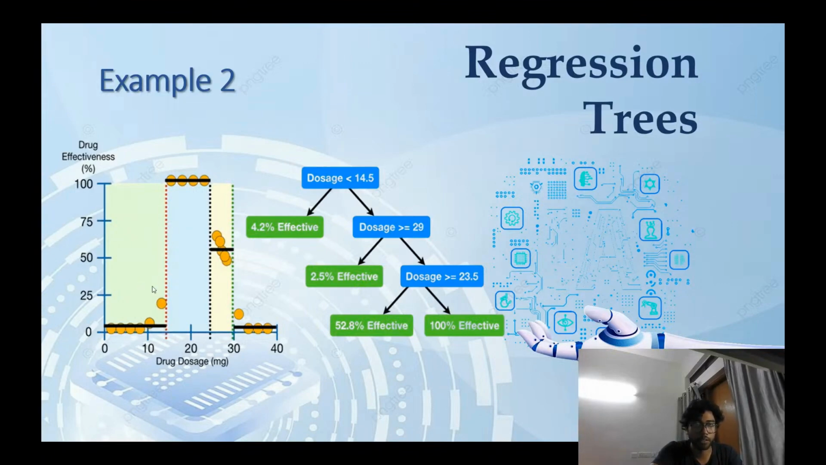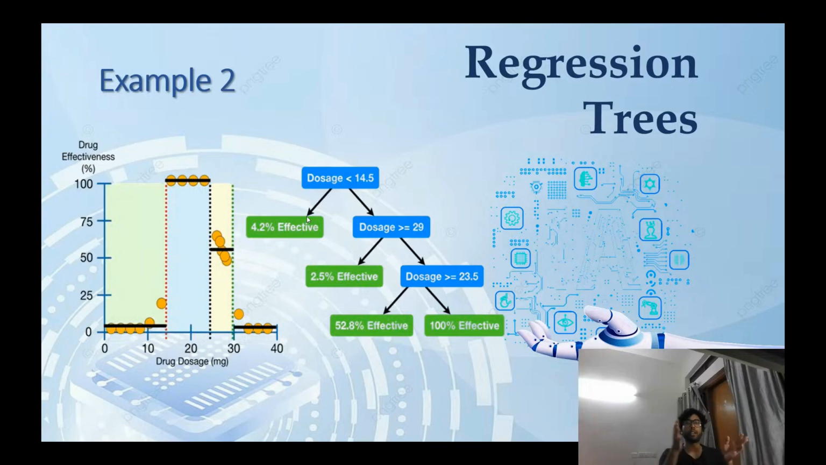All the values on the left-hand side represent the samples in the left-hand node. How do we determine that this is 4.2% effective? It is the average effectiveness of all these samples. Let's say this sample is 0% effective, this is 0, 0, 0, this is 5% effective, and this is 20% effective. If you average all these six samples, you get this 4.2% effective value.